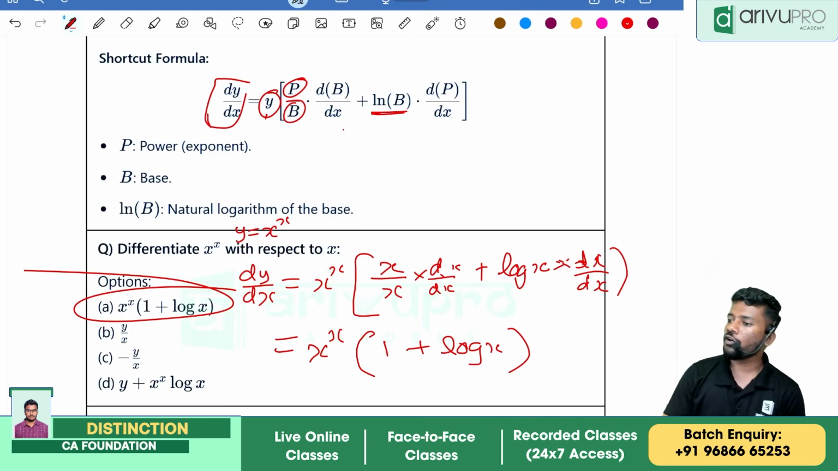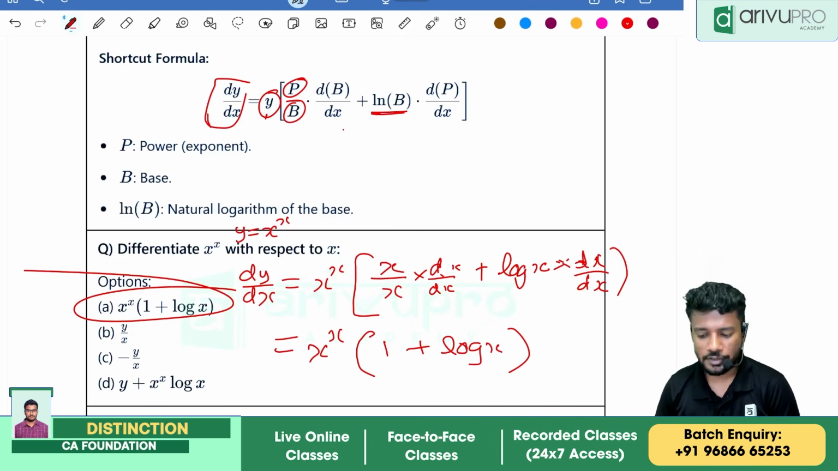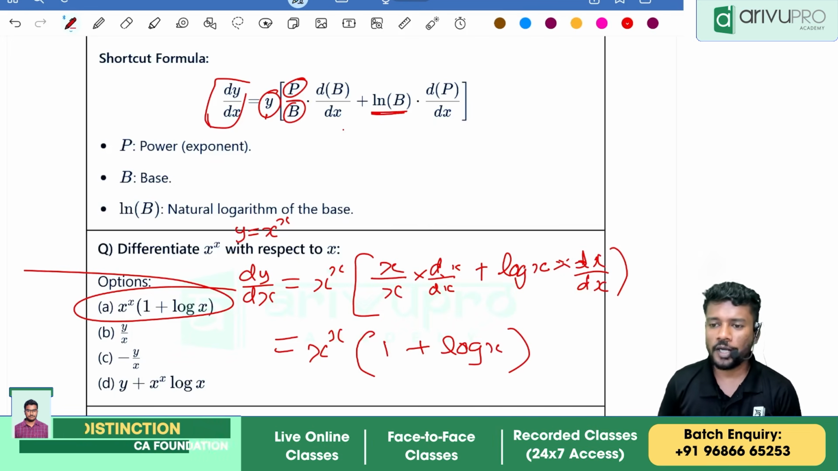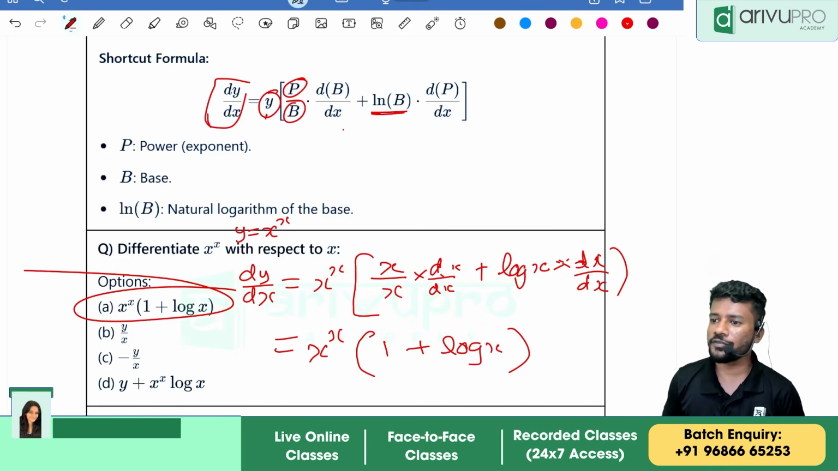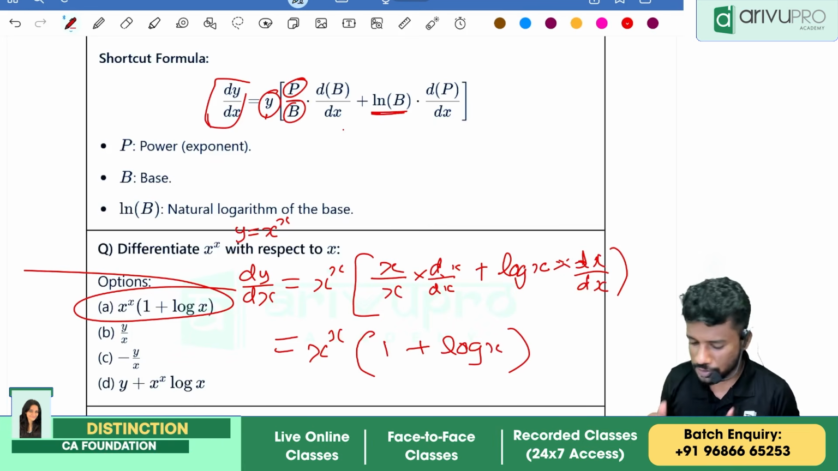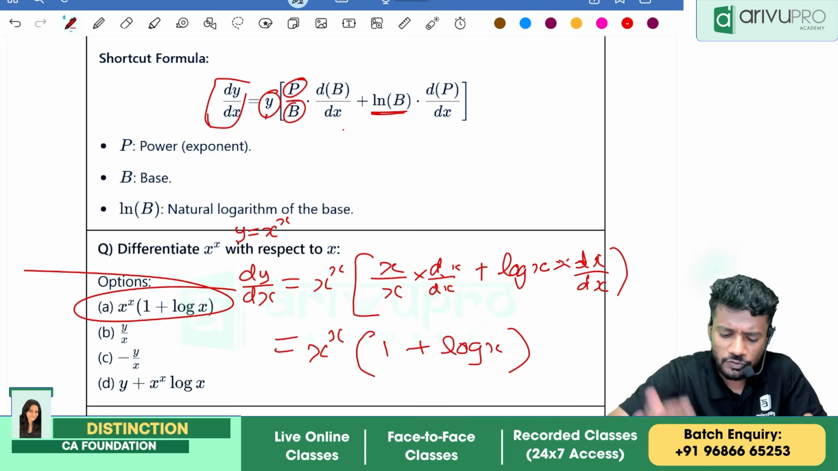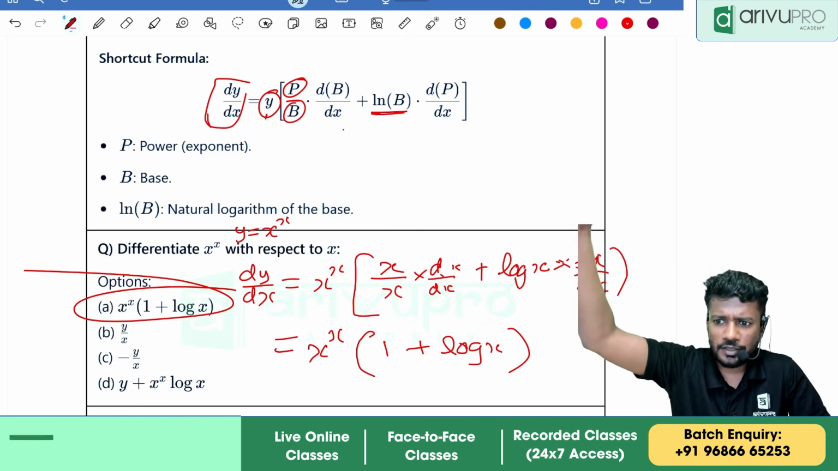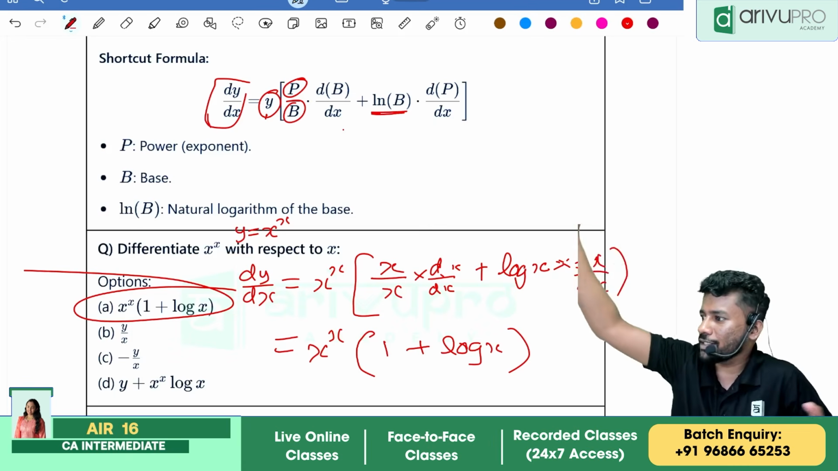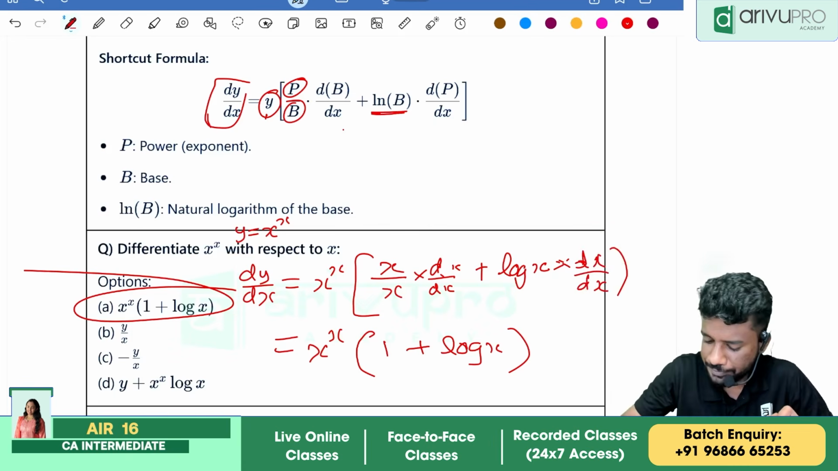Rather than doing it for 5 minutes, 10 minutes or 11 minutes, we can write it always in 1 minute or 30 seconds or even 10-second answer, right? If you ask me, yes, this is the method. It is applicable for anything of the power like e raised to x, the whole raised to x. Likewise, it is given, you can always follow this. Okay.